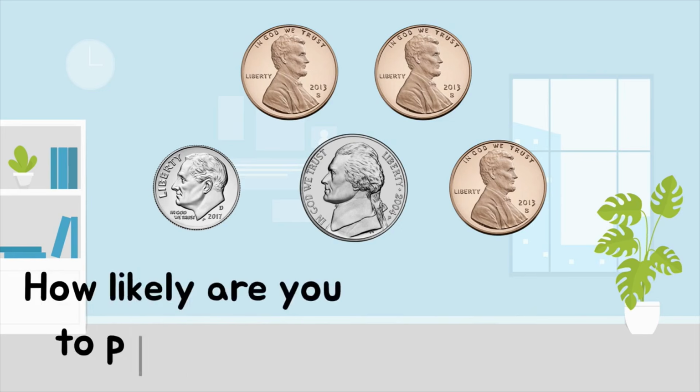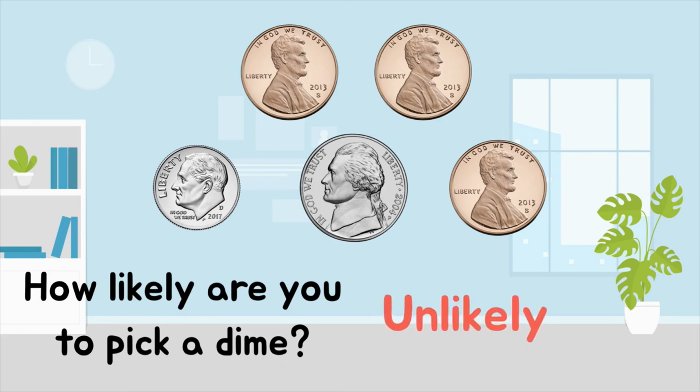Okay, how likely are you to pick a dime? Well, that's different. There's only 1 dime. Only 1 out of the 5 coins is a dime. How likely are you to pick a dime? The answer is unlikely. Unlikely meaning there's a chance, but you probably won't. You are unlikely to pick a dime.